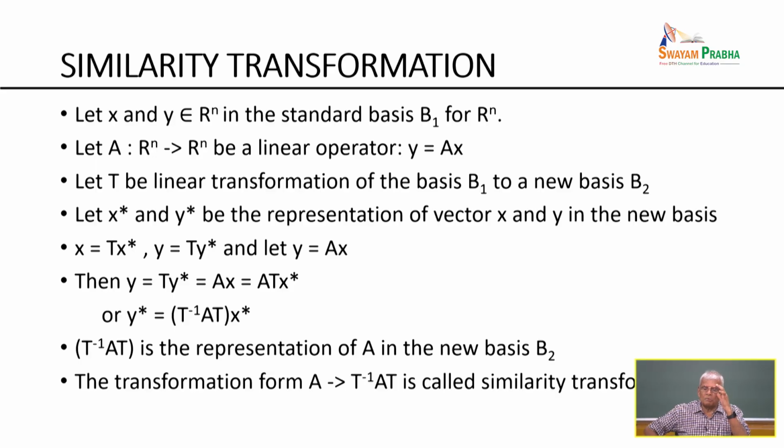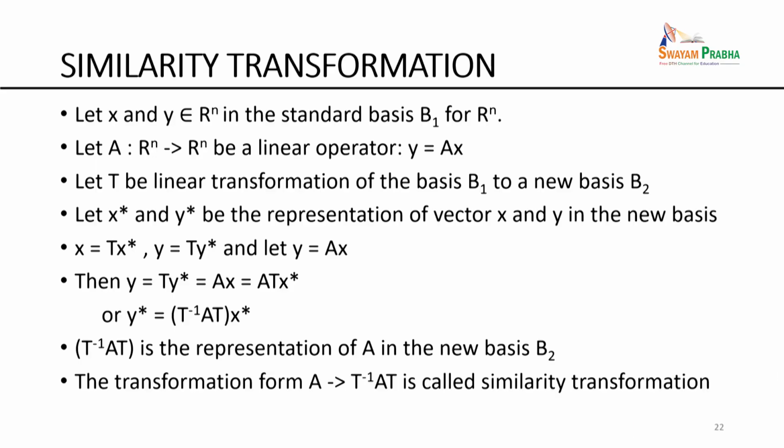Now I'm going to talk about a class of transformation called similarity transformation. Let x and y be in Rn. They are in the standard basis B1. That means I am considering a standard basis B1. I am considering two vectors represented in the standard basis. Let A be a linear operator. In the previous case, I called it T. Now I am calling it A. Y is equal to AX.